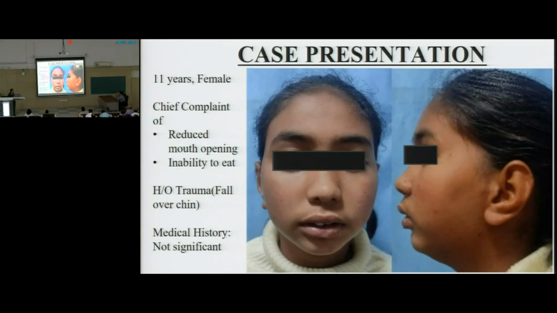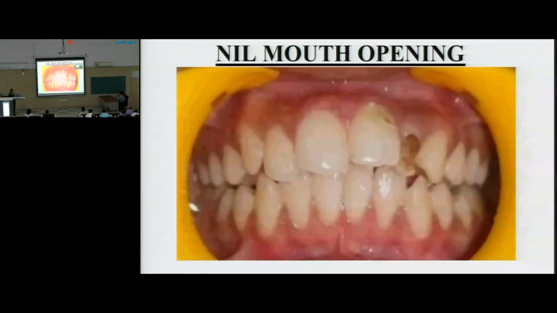An 11-year-old female reported to our OPD with a chief complaint of reduced mouth opening and inability to eat since the past 7 years. She gave a history of trauma, a fall from height onto her chin, when she was 4 years old, and she did not report any significant medical history, neither did her parents, and she was in her prepubertal phase. This has to be considered, because if the child is in the prepubertal phase, the growth can also occur fast. This is her intraoral picture showing nil mouth opening, and the patient had been shown to multiple hospitals, and then she reported to our OPD.